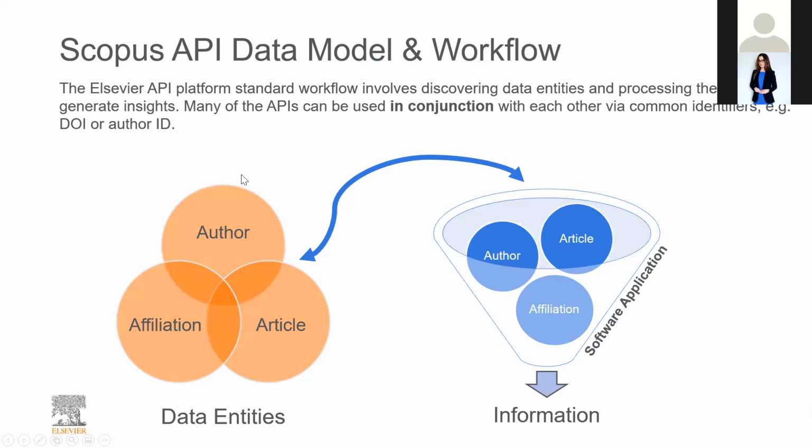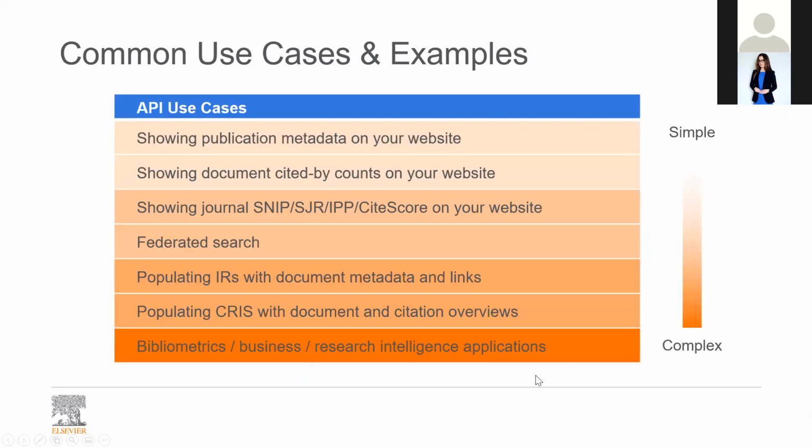So how is it working? Well, we have data in our system, and of course you can simply use the Elsevier API platform. The standard workflow involves discovering data entities and processing them to generate insights. Many of the APIs can be used in conjunction with each other via common identifiers like DOI or Author ID. Some of the use cases I think it's worth mentioning, to make you realize what kind of possibilities the APIs give, are that you can show publication metadata on your website. You can show documents cited by counts on your website. You can, of course, also show the journal metrics on your website.